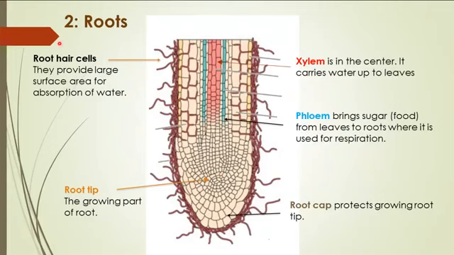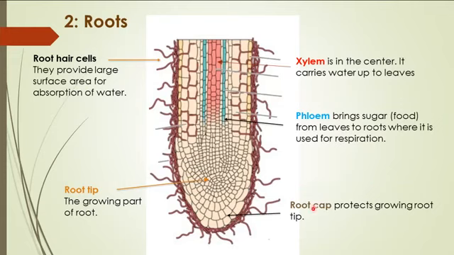Another organ is root. The inside of the root looks like this. It has xylem which carries water up to the leaf in the center. It also has phloem which carries sugar from leaves to roots where it is used for respiration. In other words, the food, like sugar, is stored in the roots.